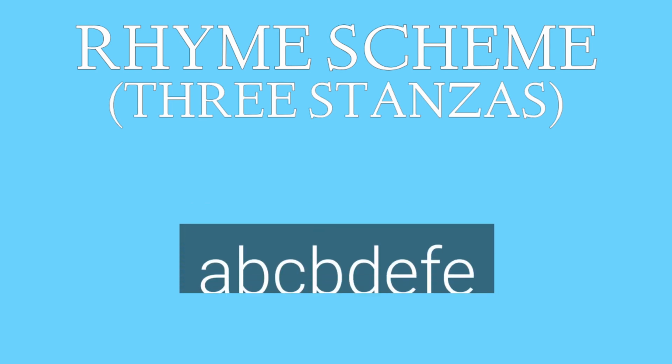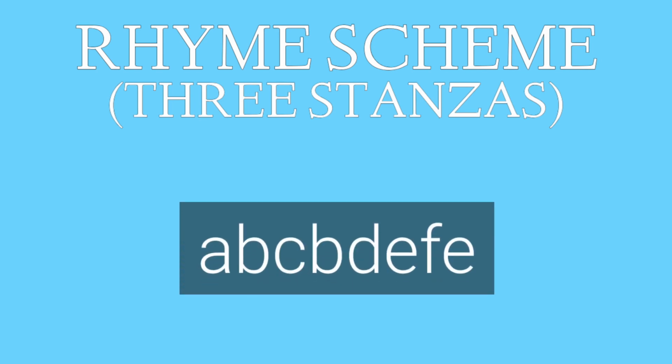Now, let me talk about the literary devices used by the poet. Beginning with the rhyme scheme of the poem, all the three stanzas follow the same rhyme scheme, that is A, B, C, B, D, E, F, E.